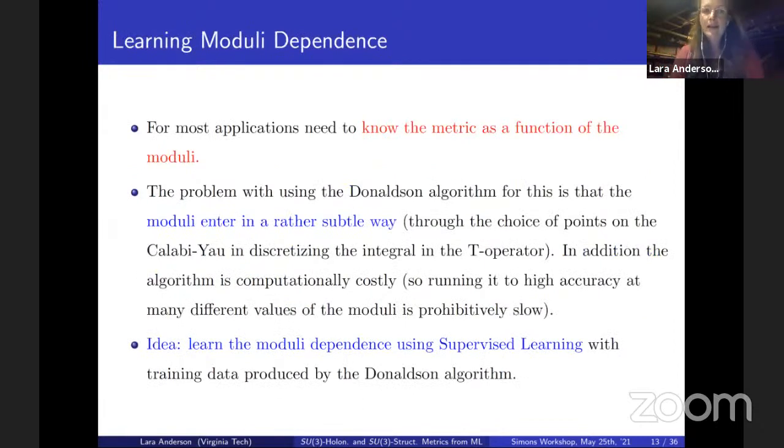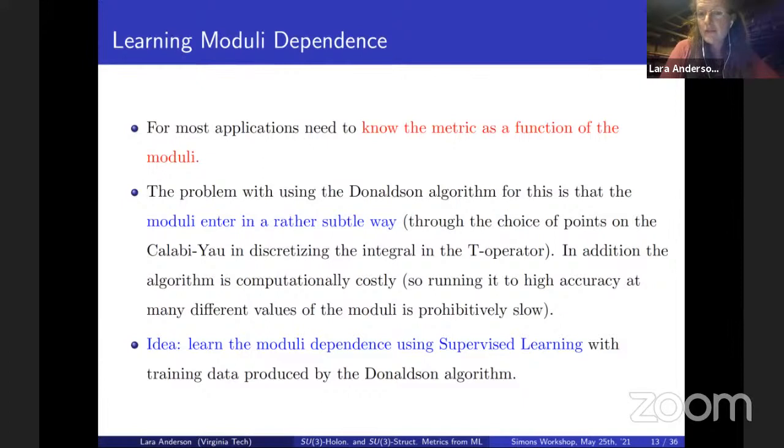So to begin, as I've already mentioned, for most applications within string theory, we really need to know the metric as a function of moduli. Now, the problem with using the Donaldson algorithm for this is that the metric, as I described it, as built as a Hermitian structure on the space of global sections of some line bundle, is that the moduli dependence of the underlying Calabi-Yau can enter in a rather subtle way. Specifically, it enters through the choice of the particular polynomial Calabi-Yau that we choose and the way that it is discretized in iterating the T operator.